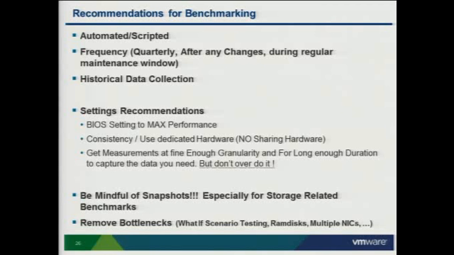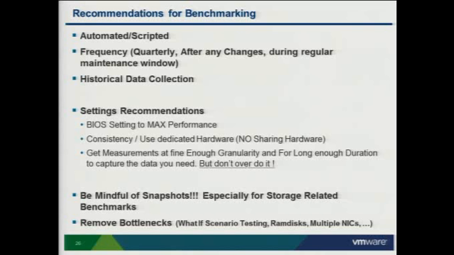Recommendations at the physical layer: definitely make sure that your power saving settings are set for max performance at the BIOS level. Use dedicated hardware. Please don't share hardware. That's going to make the repeatability of this performance study a little bit more difficult. Get measurements at a fine enough granularity, but not so fine that you start causing performance problems by the amount of collection that you're doing. So don't overdo it on the collection of data.